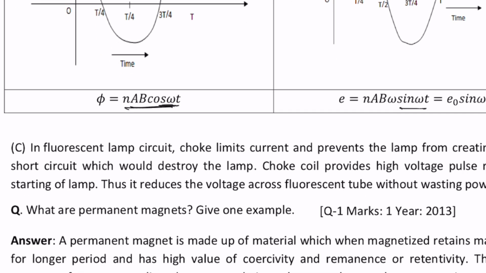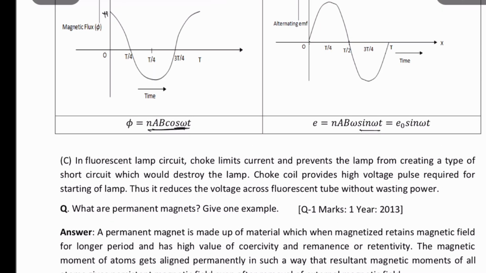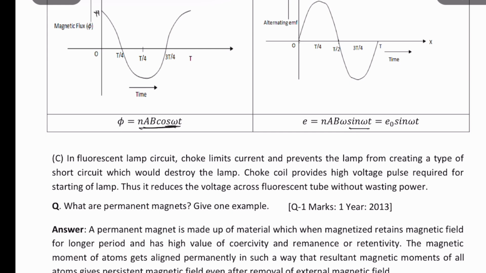Now, in a fluorescent lamp circuit, the choke limits current. There is a choke coil we normally use in earlier model tube lights. It prevents the lamp from creating a type of short circuit which would destroy the lamp. The choke coil provides the high voltage pulse required for starting the lamp. Thus, it reduces voltage across the fluorescent tube without wasting power. So this is the use of choke coil.